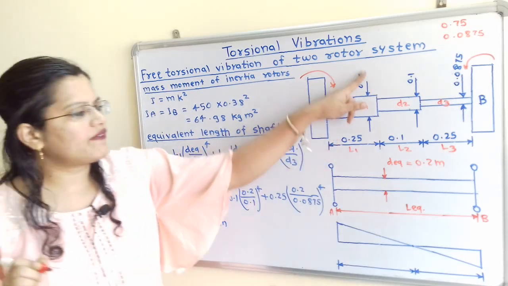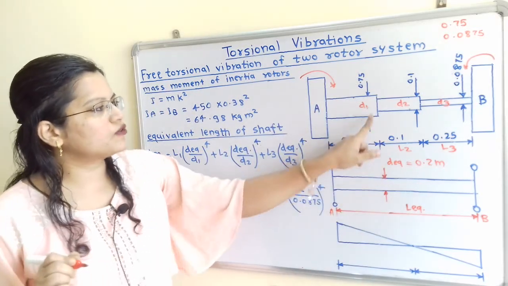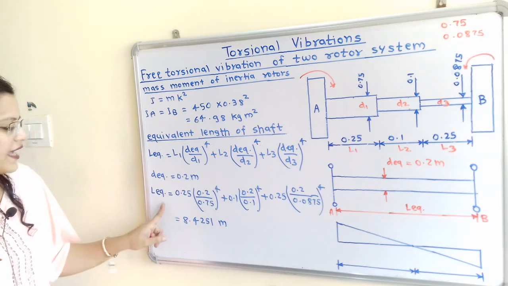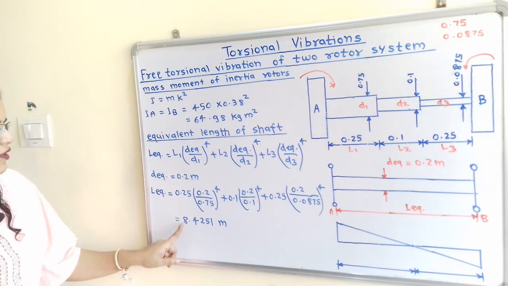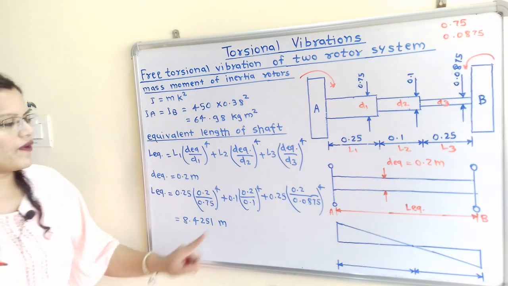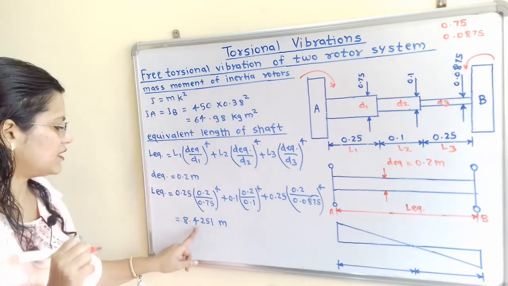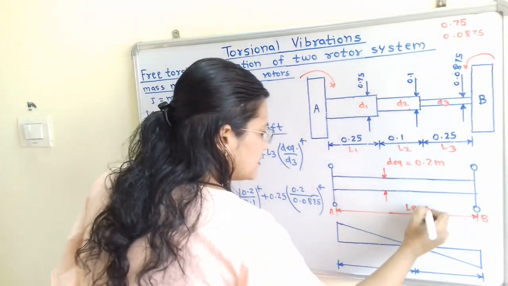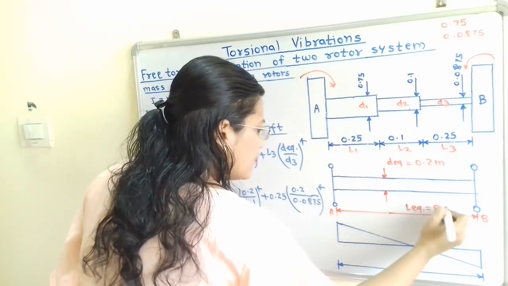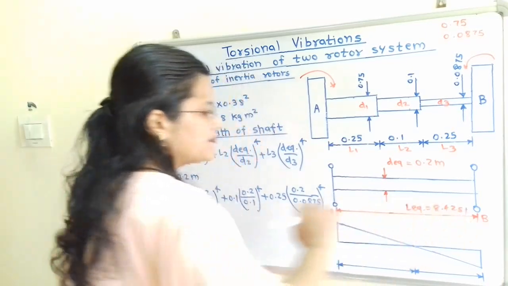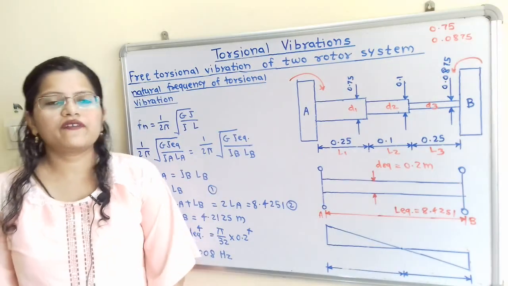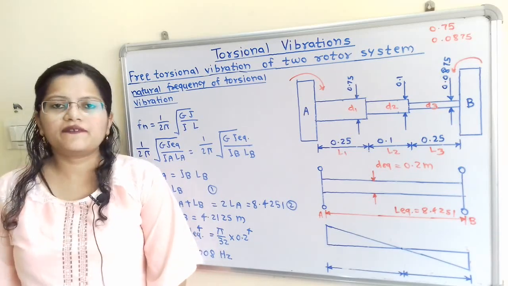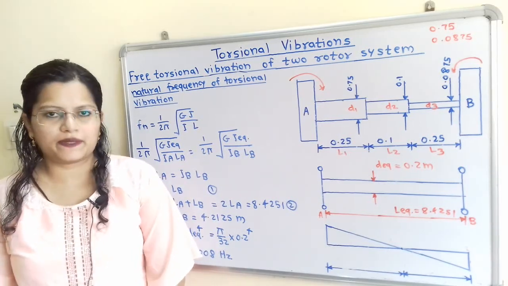Now when we put the values, because all values are known, then we will get the answer L equivalent is equal to 8.4251 meter. So we will mention here its value is 8.4251. Now we will find out the natural frequency of torsional vibration.